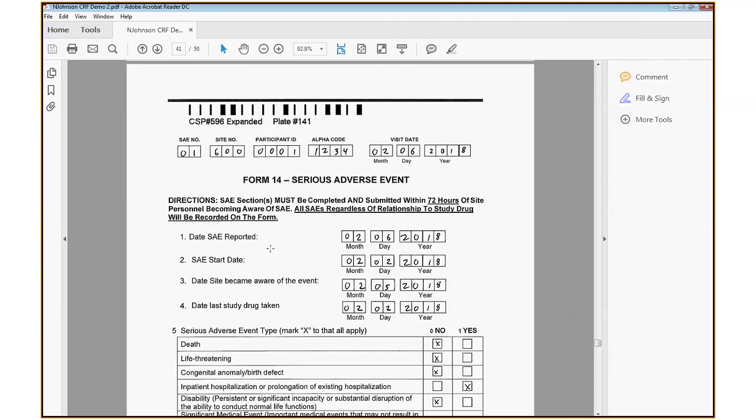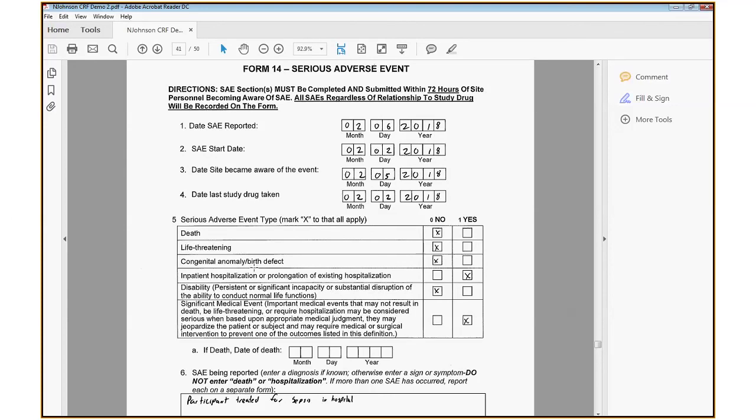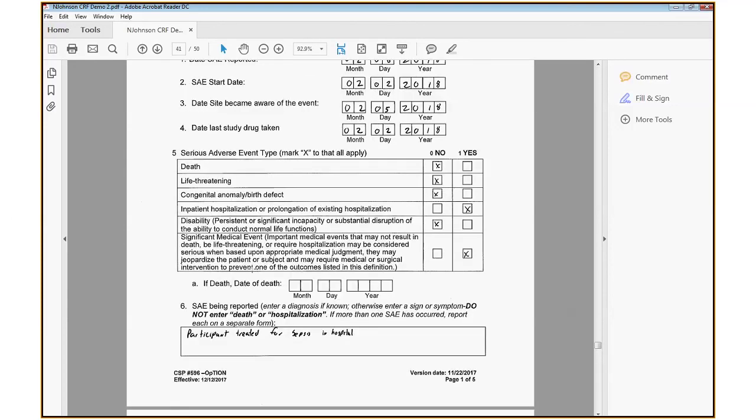To clarify that, the 72 hours starts when you actually learn of the event happening, not from when the event actually happens. The date the SAE was reported, the SAE start date, and the date the site became aware of the event. So this will be when the actual information is submitted, when the SAE actually happened, and when you actually became aware of the SAE. Date last study drug was taken. You'll then put the type of the information on this. In this situation, inpatient hospitalization or prolongation of existing hospitalization.